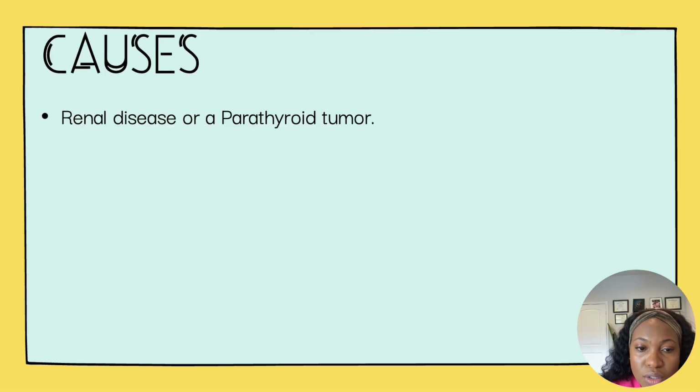So let's go ahead and talk about the causes. Now, the big causes for hyperparathyroidism include renal disease, which is kidney disease, or a person who may have a parathyroid tumor. So that tumor may be sitting on that parathyroid gland and causing it to hypersecrete the parathyroid hormone.